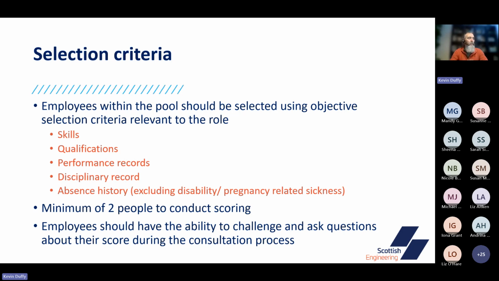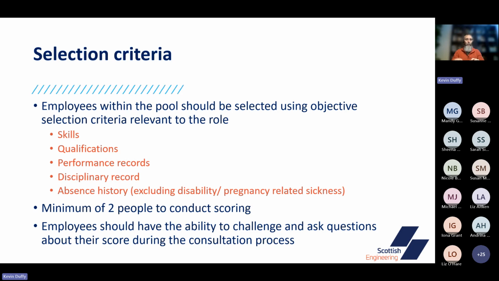Now, it says here minimum of 2 people to conduct the scoring. Ideally, that should be somebody who knows what the employee does. So a line manager or a department head, somebody who is involved. And the way that some companies do it is they will have 2 people scoring the same employee. They'll then amalgamate the scores. That's absolutely fine and give an average.